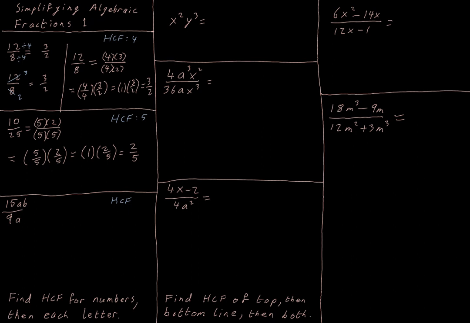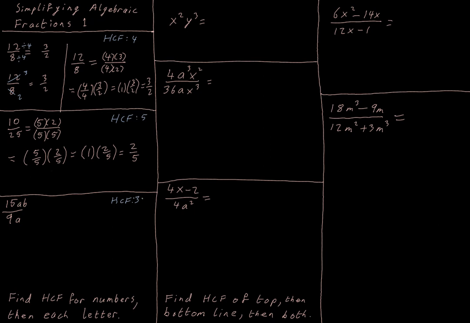Well, what I do is find the highest common factor of the numbers, just like I did for my number examples, and then individually find the highest common factor for each of the letters. So my highest common factor of the numbers, well, I have 15 and 9 here. So the highest common factor there is going to be 3. So my highest common factor is 3. And my highest common factor of the A's, well, I have A to the power of 1. So I have 1A and I have 1A down here.